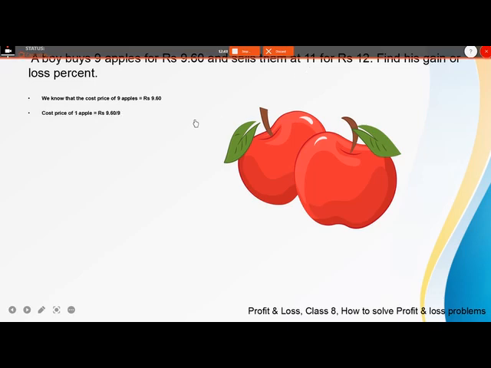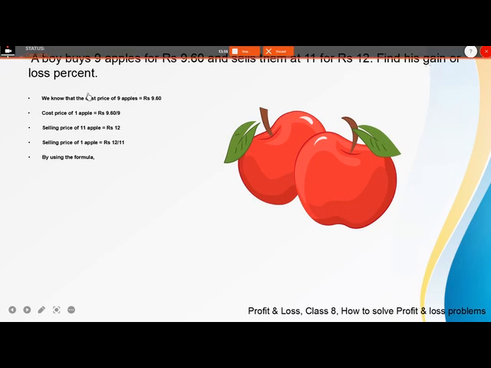So the cost price of one apple is 9.60 upon 9. Definitely he sells them at 11. So 11 apples he sells at 12. So what is the cost price of one apple? 9.6 upon 9. So the selling price of 11 apples is this multiplied by 11, which is 12. The selling price of one apple is this much. So by using the formula, now we will find his gain.